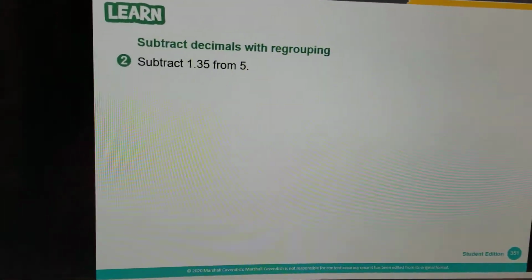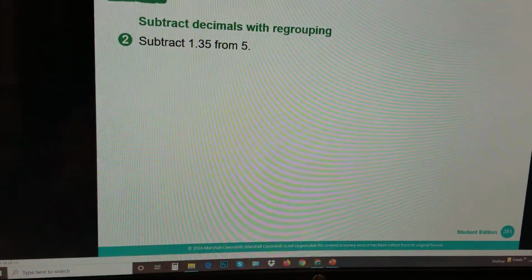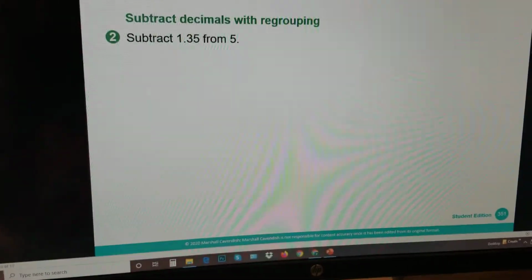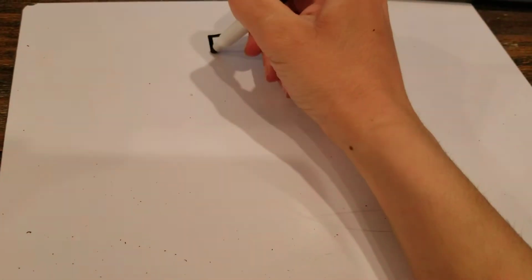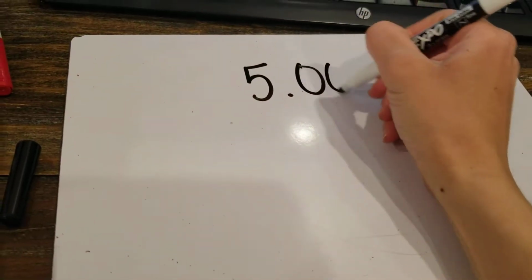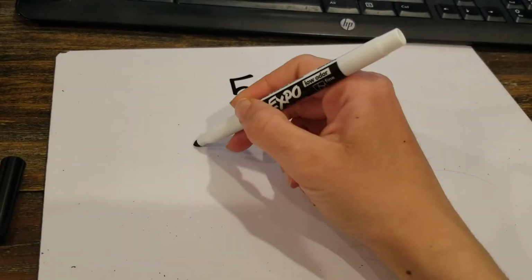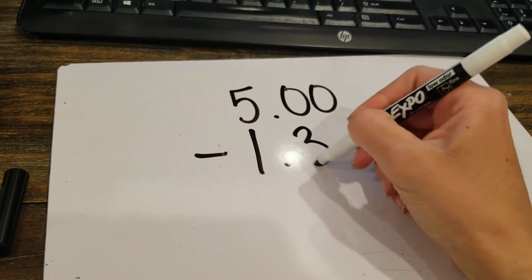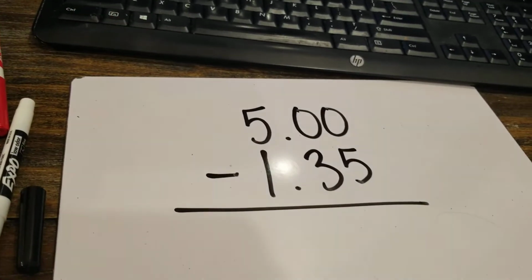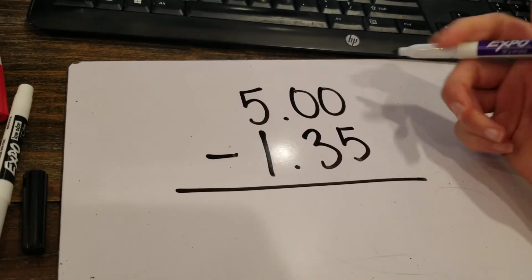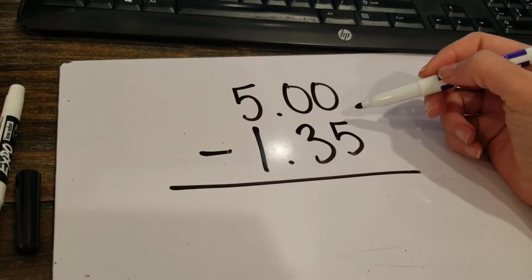Now this is also going to require us to regroup. Make sure, though, that when you rewrite this problem, you line it up correctly. So here I go. We're going to write it like this: 5 wholes minus 1 whole and 35 hundredths. Hopefully this will refresh your memory.